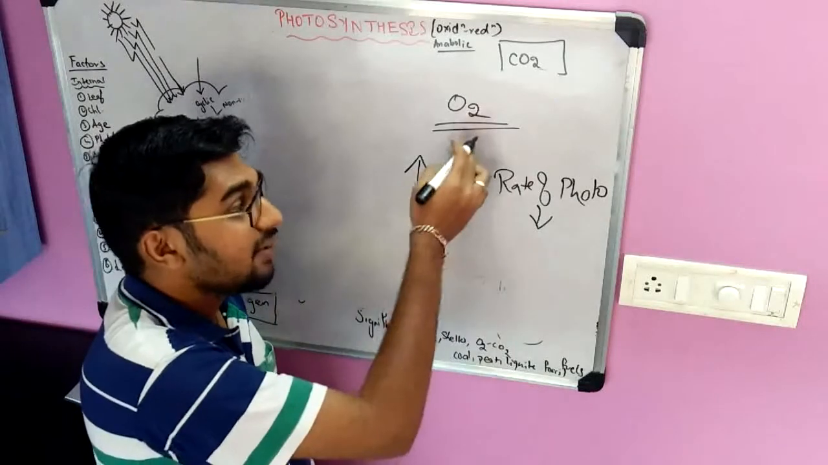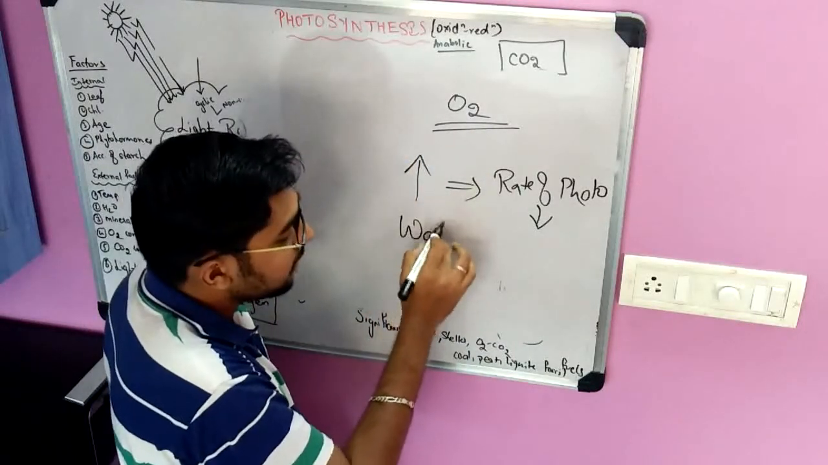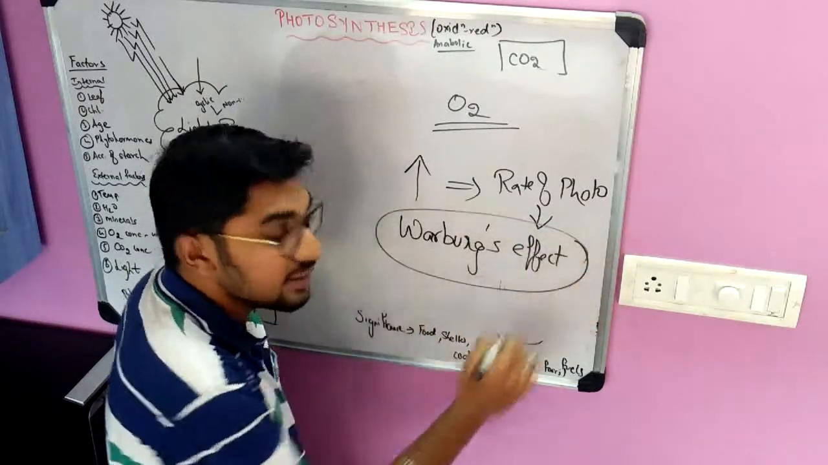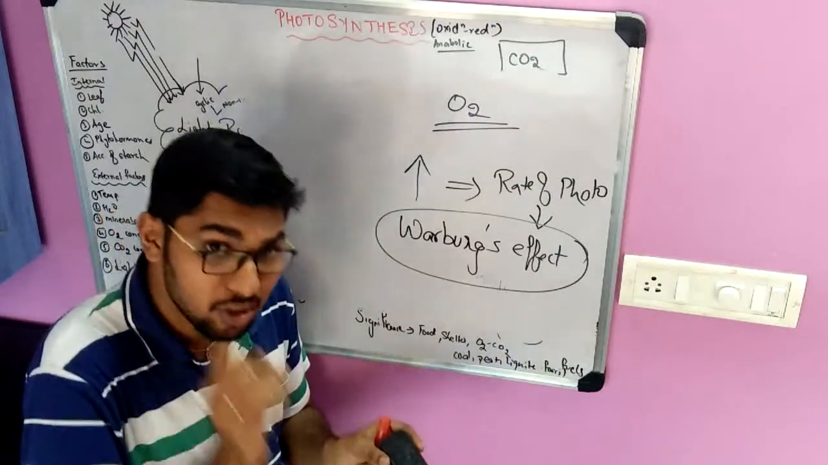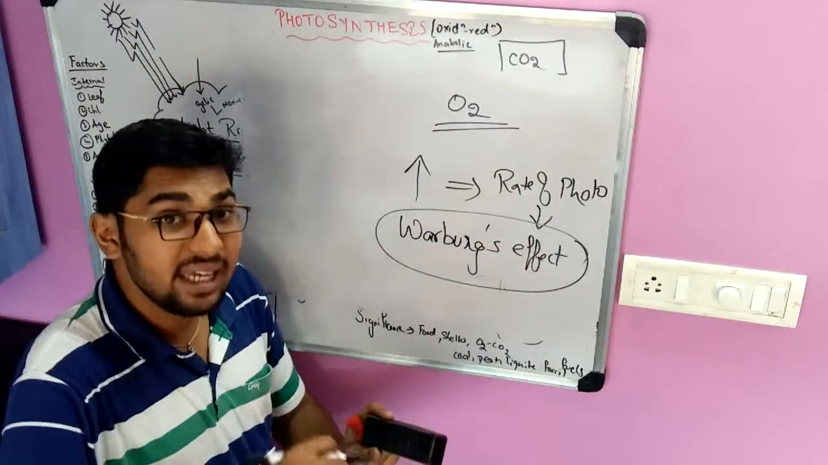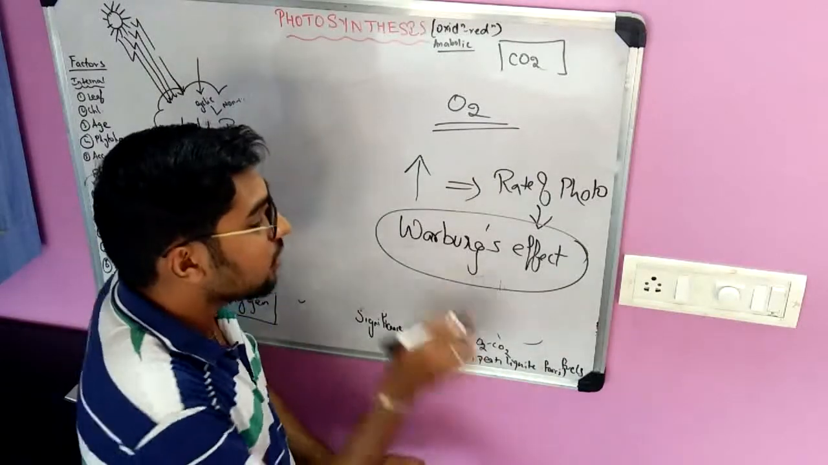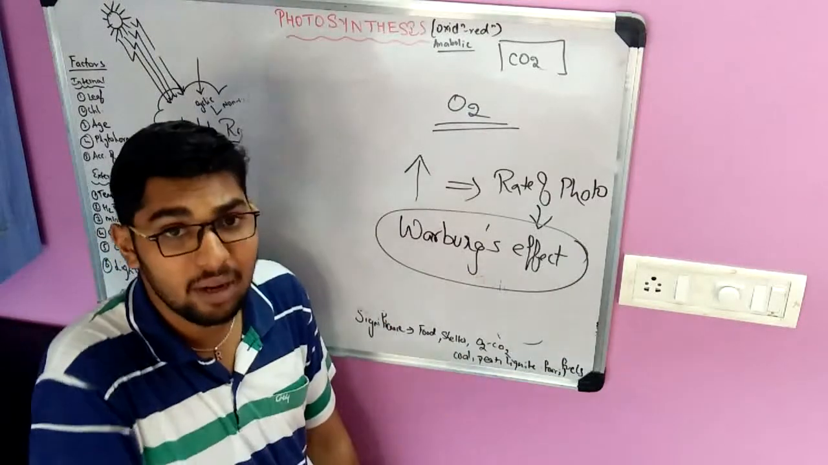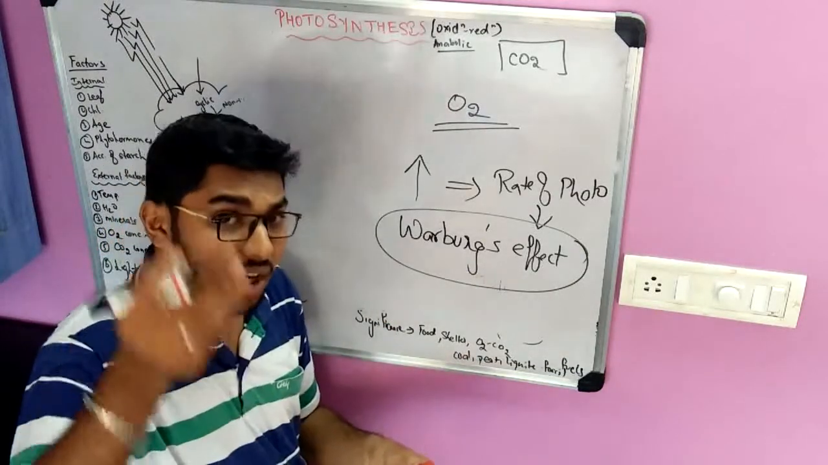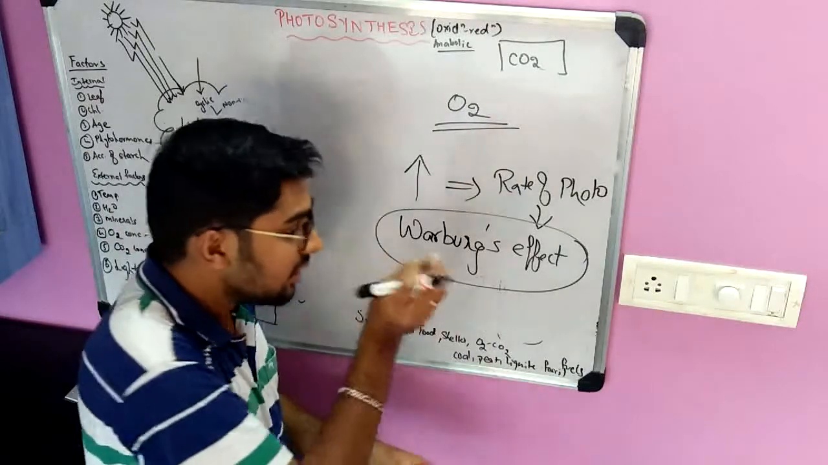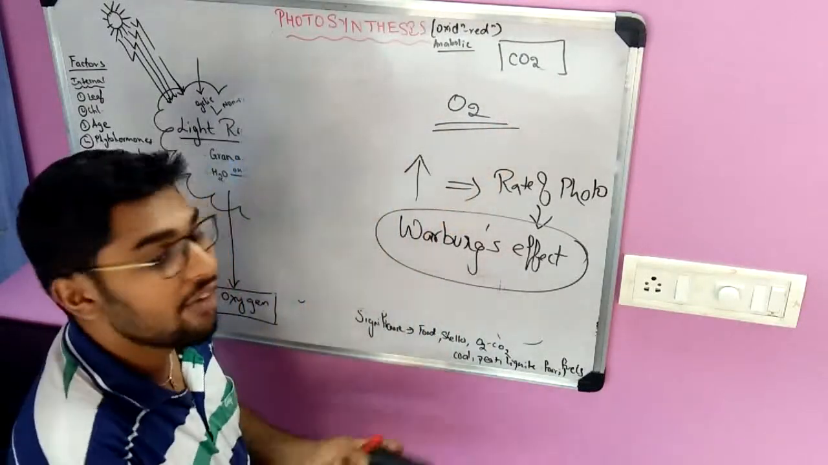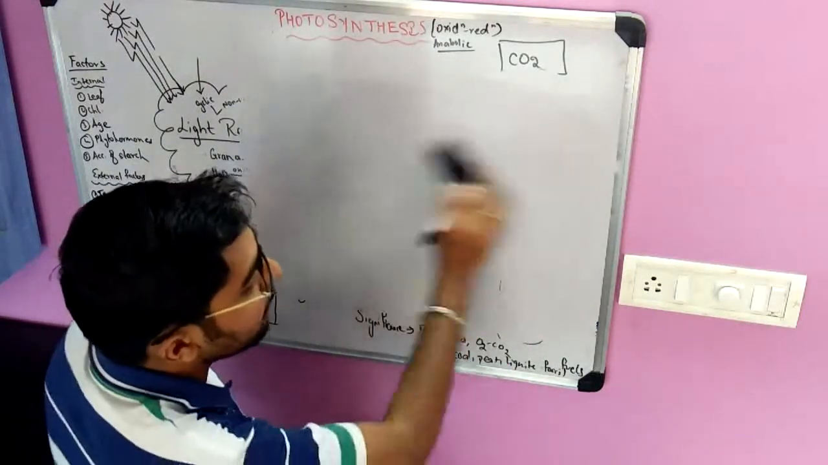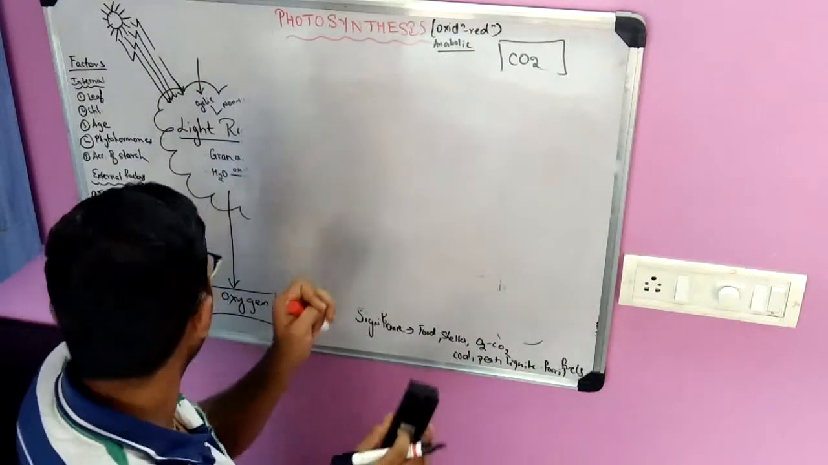By this, you have a very important effect called Warburg's effect. This can be asked in entrance examinations. What is Warburg's effect? Declining or reducing the rate of photosynthesis by increasing oxygen concentration is called Warburg's effect. This experiment was done by Warburg, hence it is named after him. So when you increase the oxygen concentration, photosynthesis will decline. This is related to oxygen. So accumulation of the end product will decline the rate of photosynthesis.